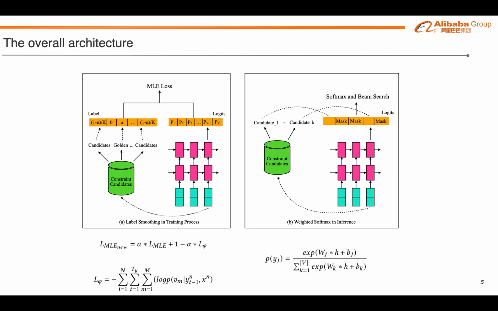Now, I will introduce our work on how to alleviate the problems mentioned above. Here is the overall architecture. We divide our work into two parts. In the training process, similar to normal label smoothing, we let golden words have label alpha, and the candidates share 1 minus alpha equally. Candidates are obtained by querying a database using source words. In the next slides, we will introduce how to build a database of candidates.